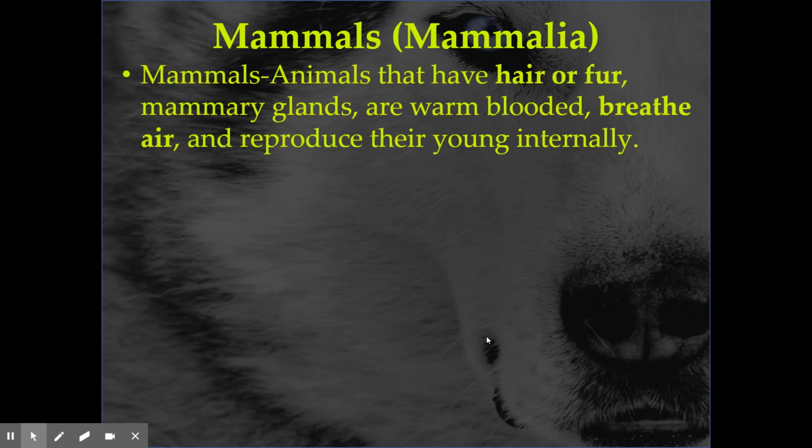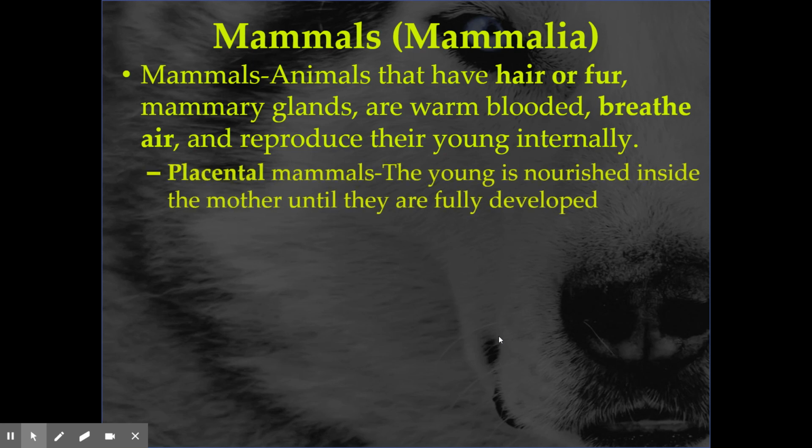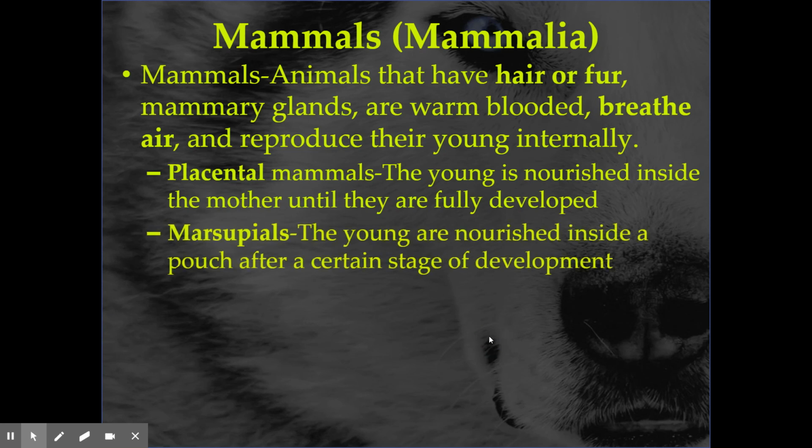Mammals. Hey, finally. So mammals are animals that have hair or fur, mammary glands for milk. They are warm-blooded, they breathe air, and they have internal development of their young. So when they give birth to the young, they are going to be more ready to function. Now, that being said, there is an exception to that. So we have placental mammals. The young is nourished inside the mother until they are fully developed, which honestly is the majority of mammals.